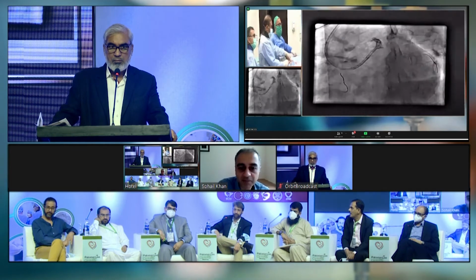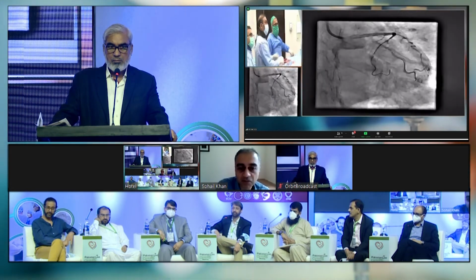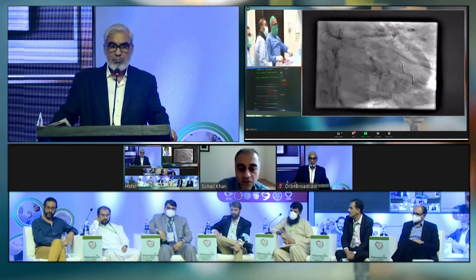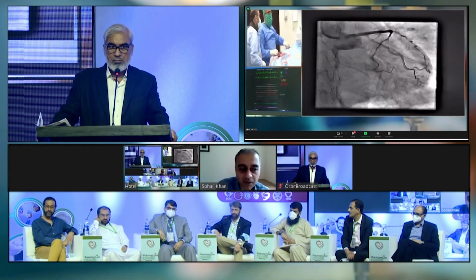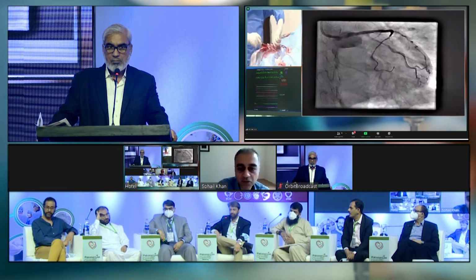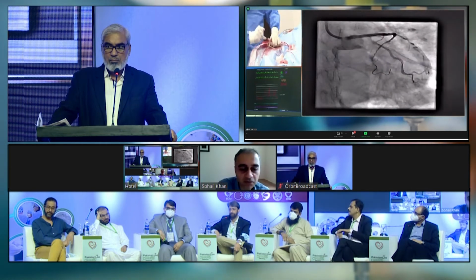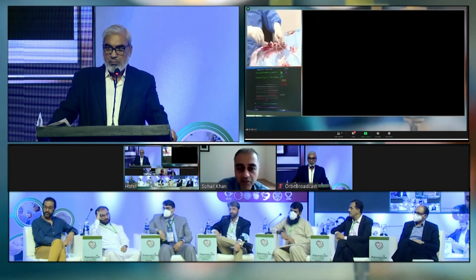I haven't seen clear pictures of the ostium of the circumflex, but you've got TIMI 3 flow in there at the moment. You can always come back and reevaluate that at another stage, depending on how much contrast and time you've spent doing this procedure so far. But really well done. It looks like a great result.